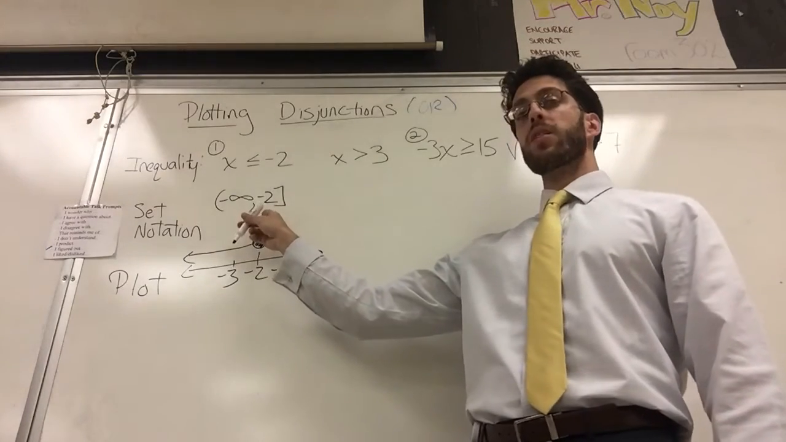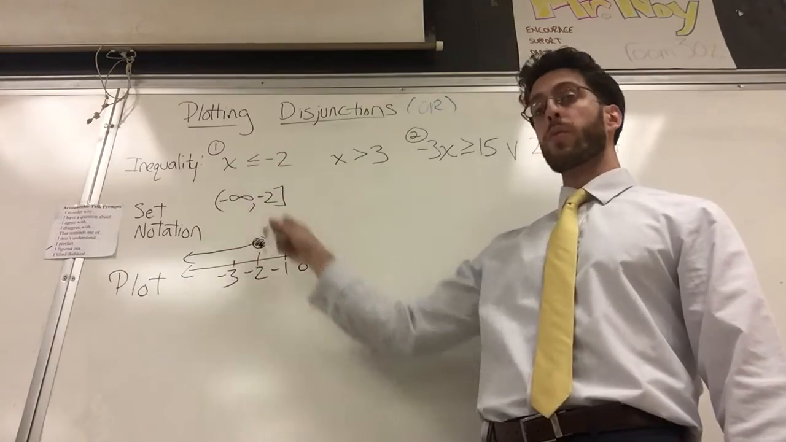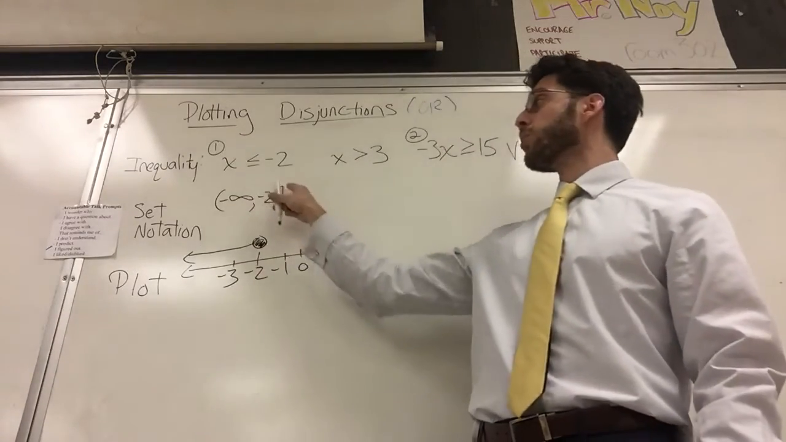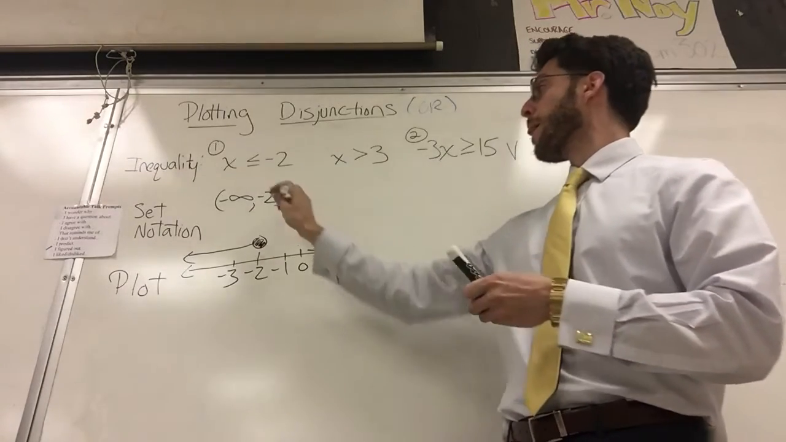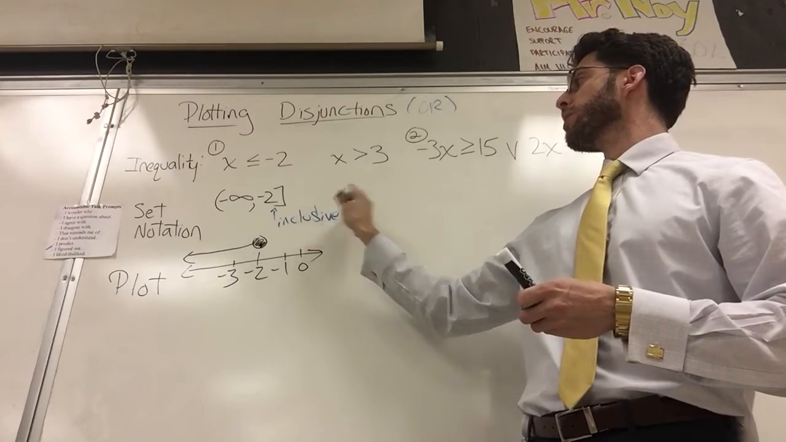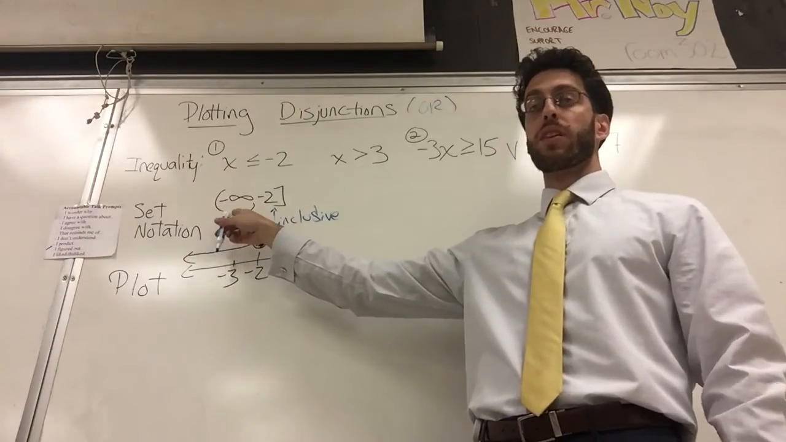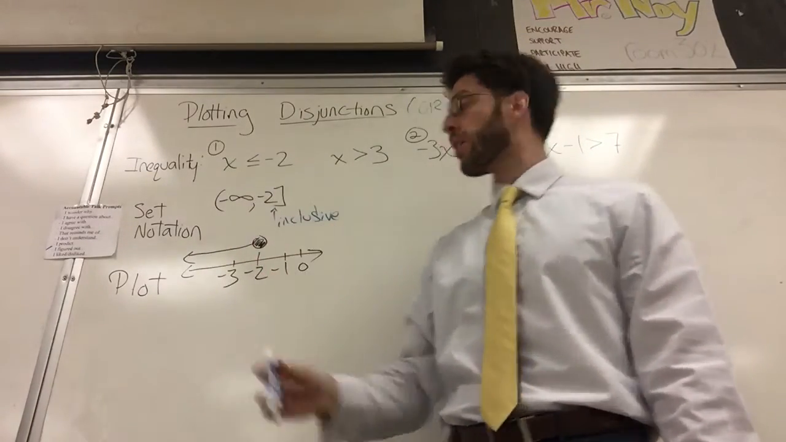So this is my set notation, which represents this and this. These are all different ways to represent -infinity all the way to -2. And then I include the -2, that's why I have this bracket. This kind of means include or inclusive. And this means exclude or exclusive. Why? Because -infinity is not an actual number. You never actually reach it, so I don't include it.